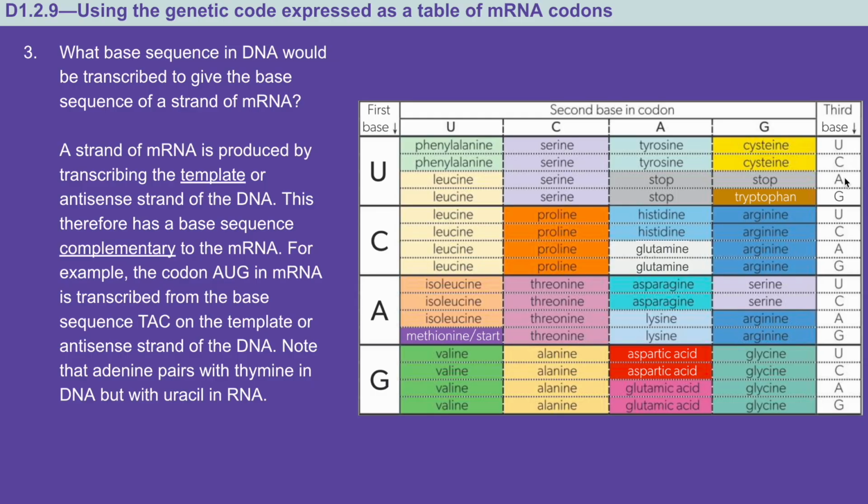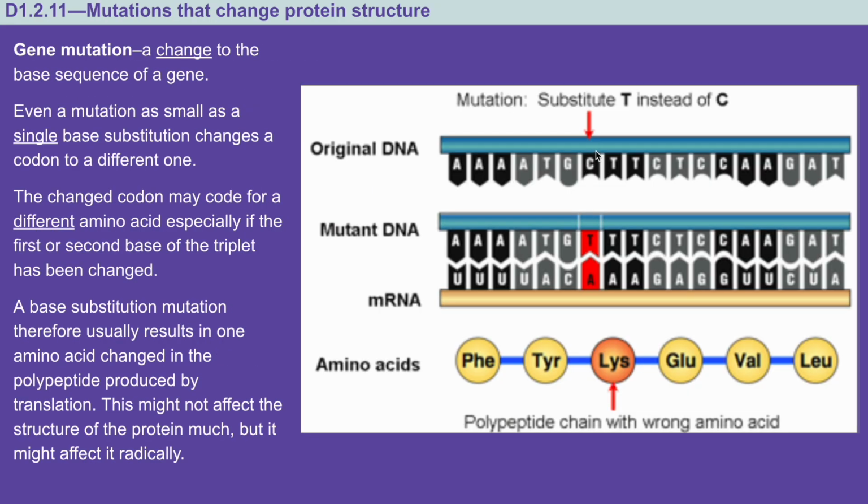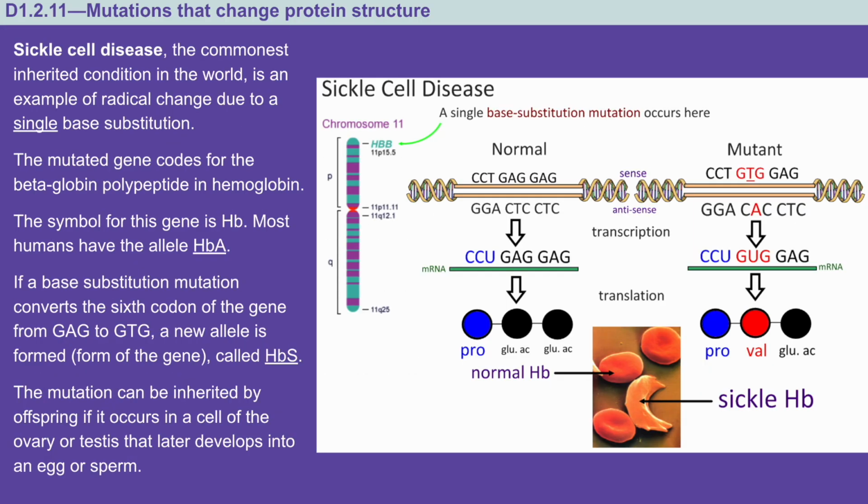Now, that doesn't mean the third base always makes a difference, right? If you were supposed to have UGG and code for tryptophan, but instead it was UGA, that would be a big problem because it would stop the polypeptide prematurely and could potentially result in a non-functional protein. So a single base mutation might have no effect on the resulting amino acid, a small effect, especially if the wrong amino acid is similar to the one it is replacing, or it could have a very radical effect.